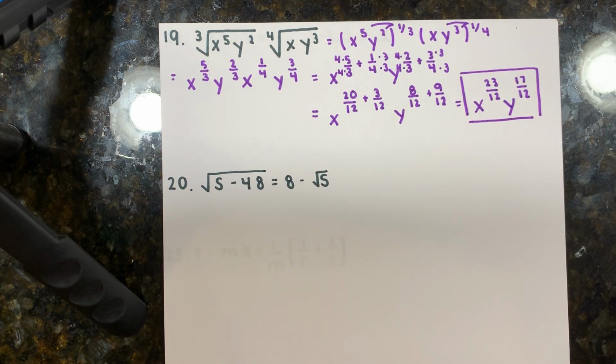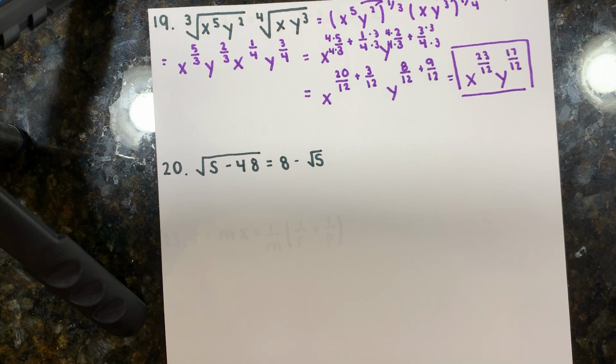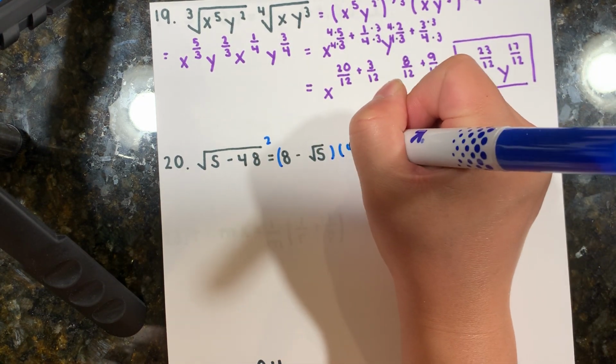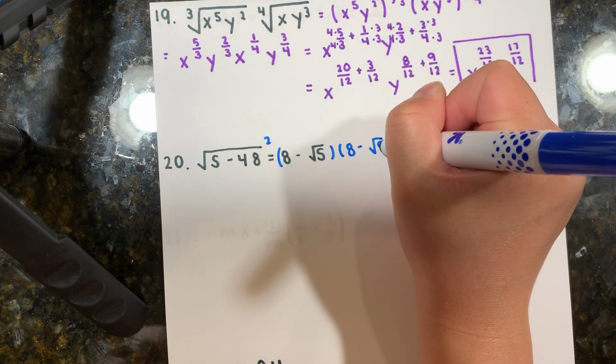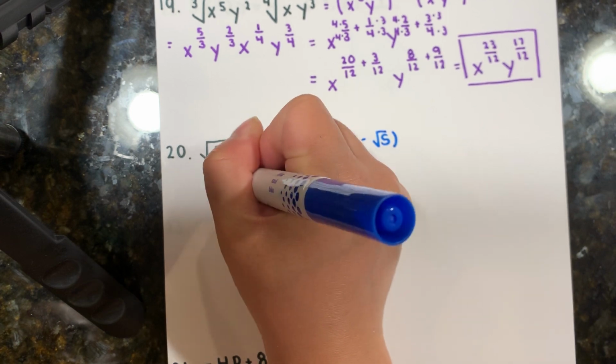And that would conclude number 19. Now moving on to number 20. To get rid of the square root, we're going to square both sides of the equation, meaning that I would need to multiply this by 8 minus root s. That squared would become just s minus 48.